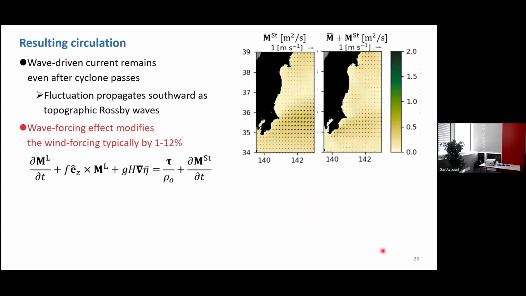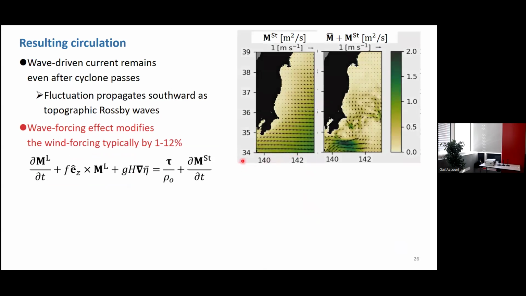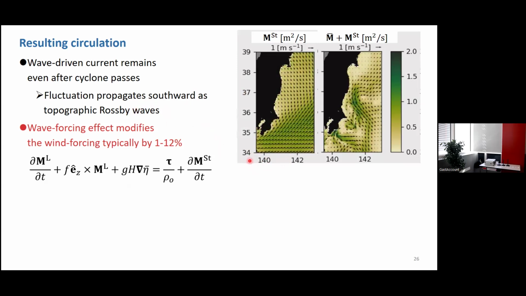So here is how the response looks. The left panel is the Stokes transport and the right panel is the Lagrangian velocity. Accompanying the passing of cyclones, there are some events with high waves and strong Stokes transport, of order 1 meter square per second. And so yeah, for example, like this.